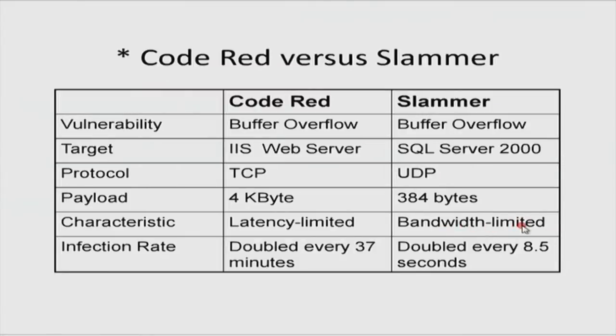And what limits the spread of this worm is the bandwidth constraint. What is the megabits per second on each of those communication links? And to just see how fast this thing spread, it was found that Code Red doubled the number of infected machines every 37 minutes. On the other hand, with the Slammer Worm, the number of infected machines doubled every 8.5 seconds. So this was a much more successful worm. Even though the population of SQL servers might have been less than the population of IIS servers, still it spread very, very fast and infected almost all of the unpatched machines in a very short amount of time.